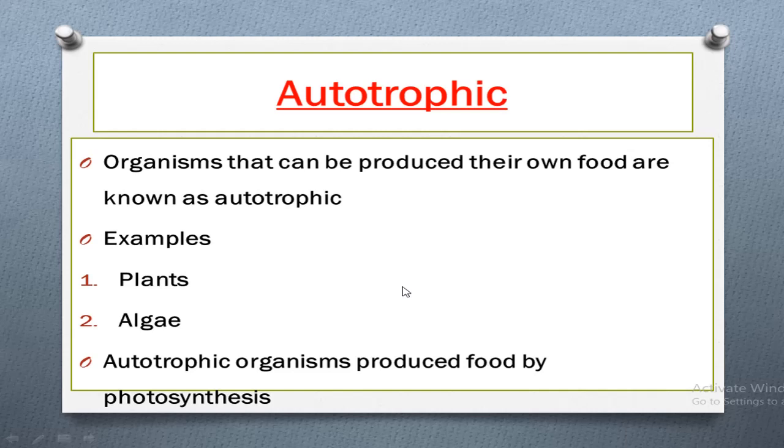Autotrophic organisms are organisms that can produce their own food. Right, what are the examples for the autotrophic organism? Plants and algae. And then we have learned that autotrophic organisms produce food by photosynthesis.